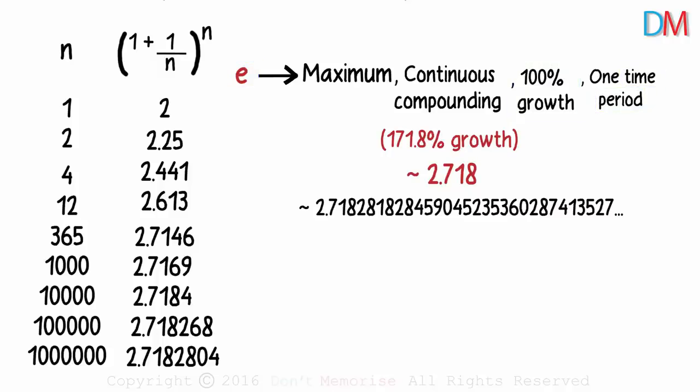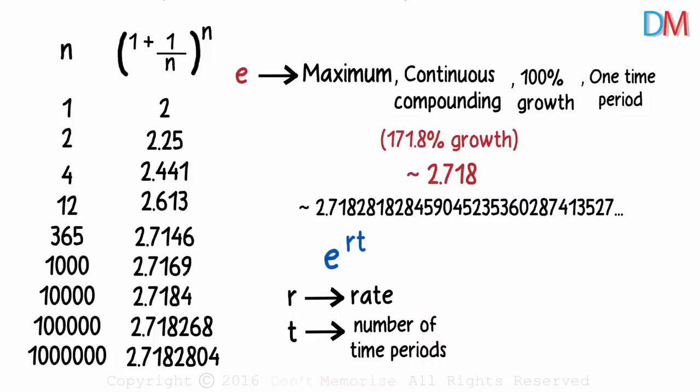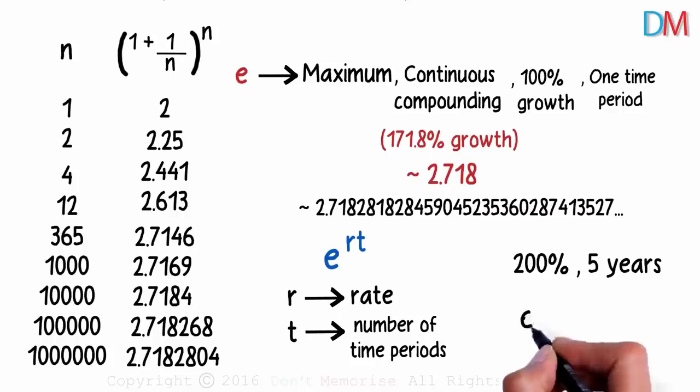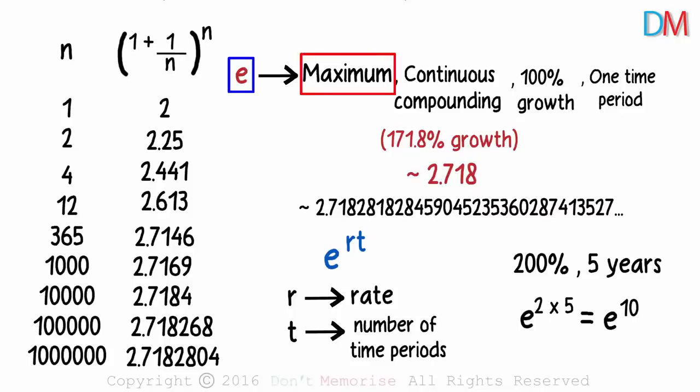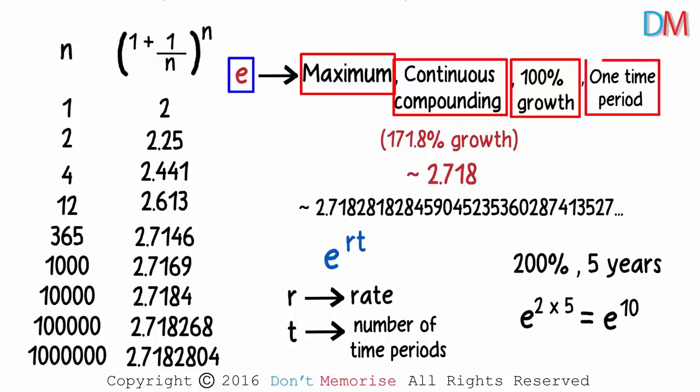In general, the growth after continuous compounding is given to us as e to the power r times t, where r is the rate and t is the number of time periods. So if we have a 200% growth for 5 years, then it would be defined as e to the power 2 times 5. We squared e to include 200% growth and we raised it to 5 as there are 5 time periods. It'll give us e to the power 10. E is nothing but the maximum possible result after continuously compounding a 100% growth over 1 time period.